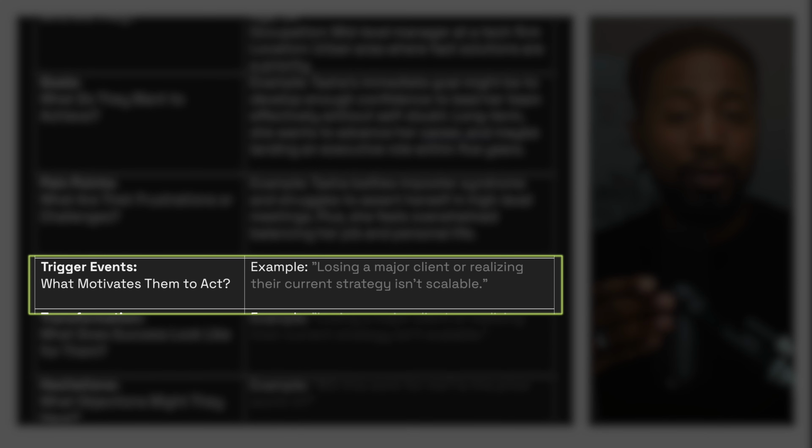So keep this in mind because next we're going to talk about the trigger events. And the question we want to answer here is, what actually motivates them to act? So these are going to be moments of urgency that motivate them to search for a solution just like yours, assuming you're a coach.